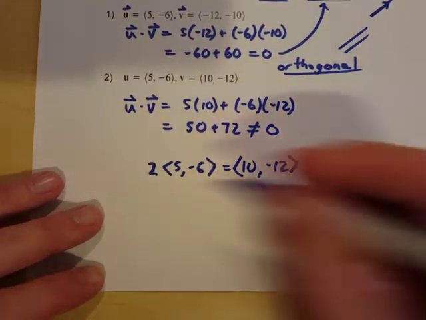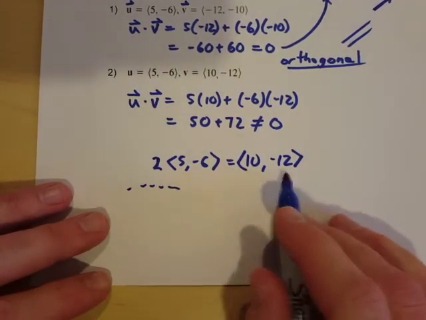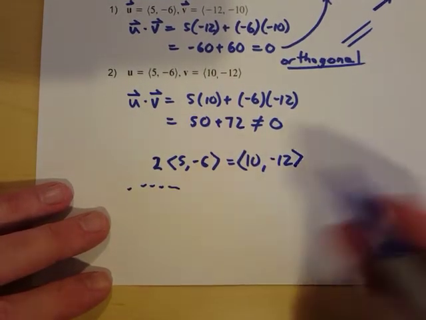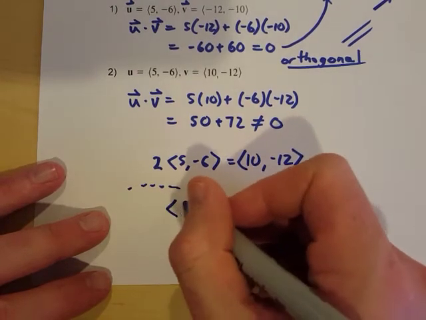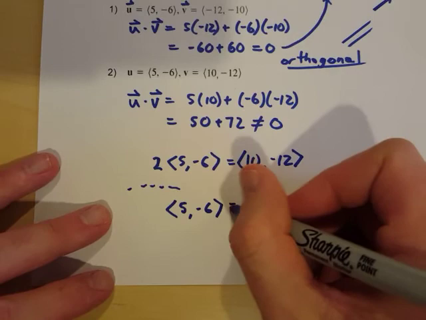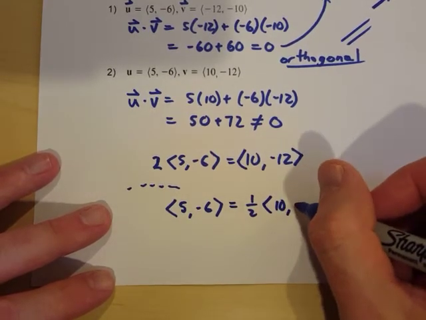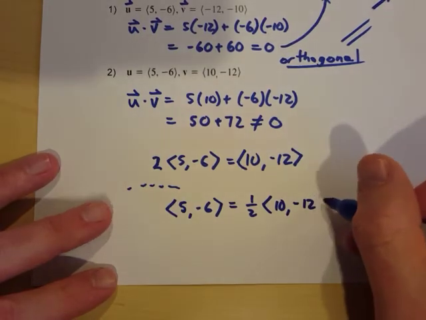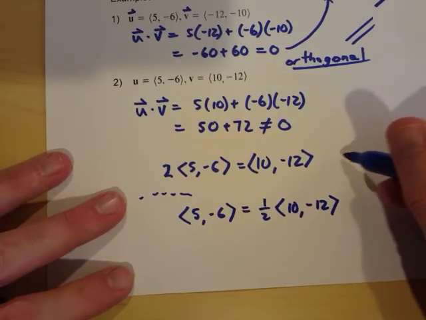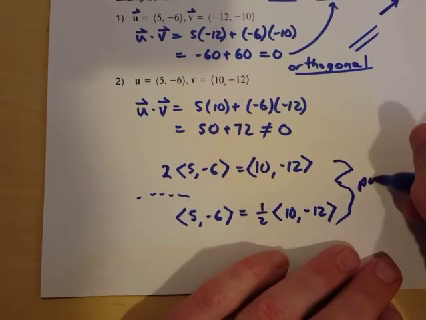Now you might wonder, can I do it the other way? You can. We can multiply this by something, it's just going to have to be a fraction. So I could also represent this as 5, negative 6 equals 1/2 of 10, negative 12. If I can do either of those two, that means that they are going to be parallel.